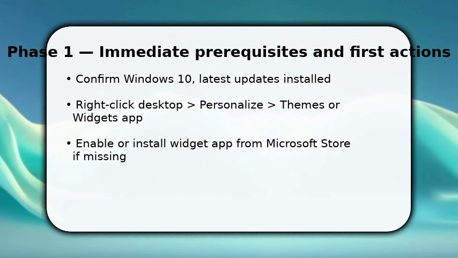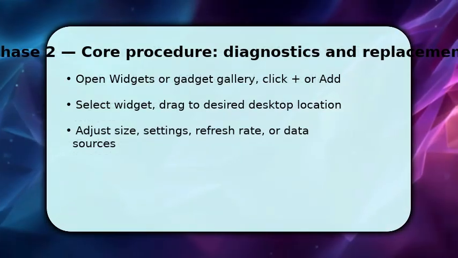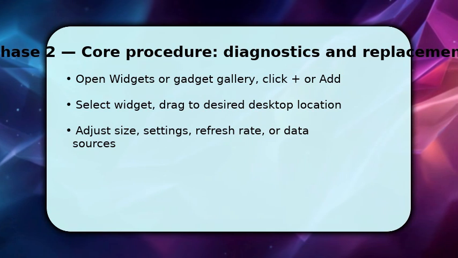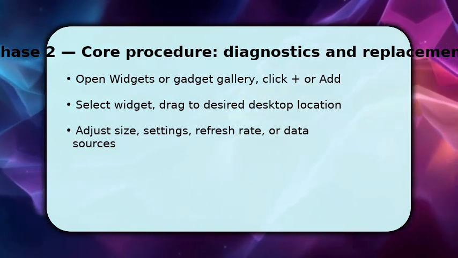Now, open the Widgets interface so we can add and position them on your desktop. You'll add a widget by opening the widget gallery and clicking Add or the plus icon in the Widgets pane. Once chosen, drag it to the desktop. You can snap it to edges for alignment.